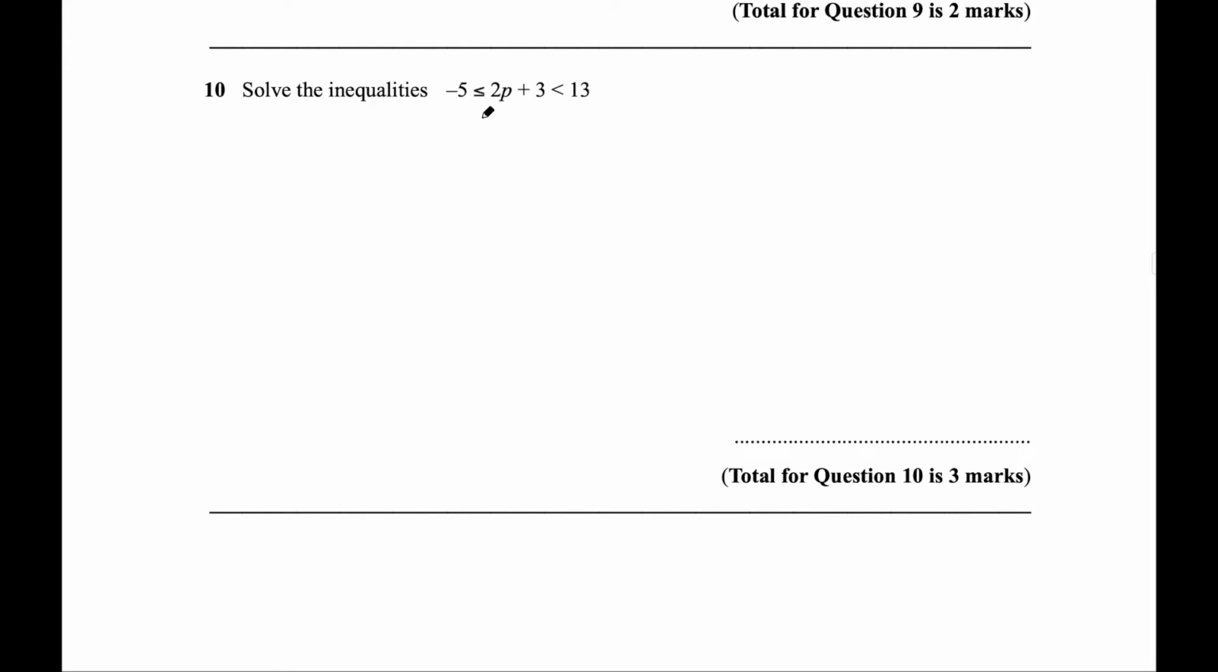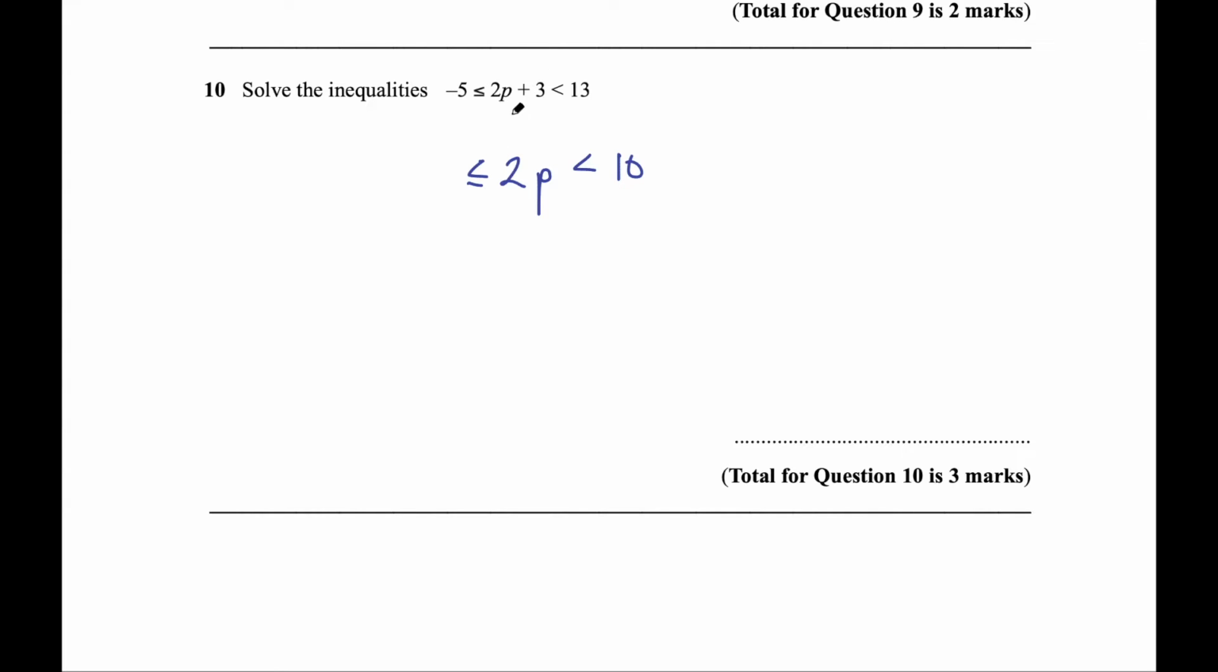Question 10 says solve the inequalities. Negative 5 is less than or equal to 2p plus 3 is less than 13. Similar to how you would solve an equation. So firstly, subtract 3 not only from the 13 but also from the left as well. If you've got 2 inequality symbols there, you need to subtract that 3 from the left and the right hand side. So my first line of working out here would be 2p less than 13 take 3 is 10.